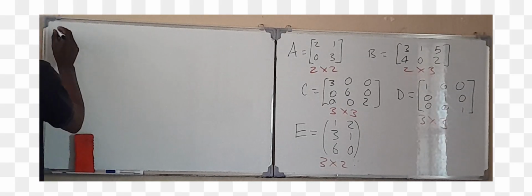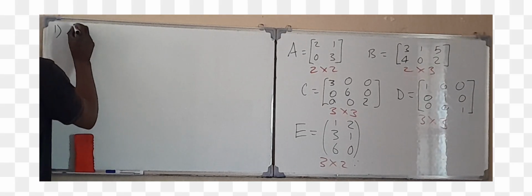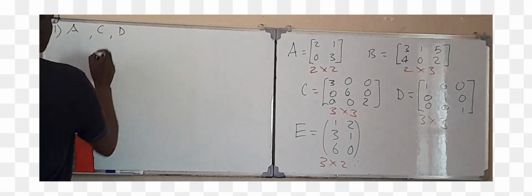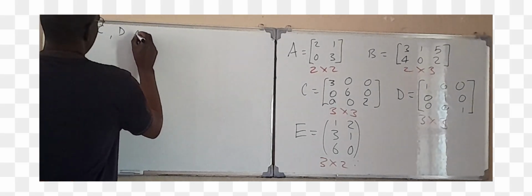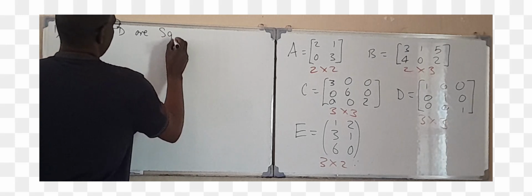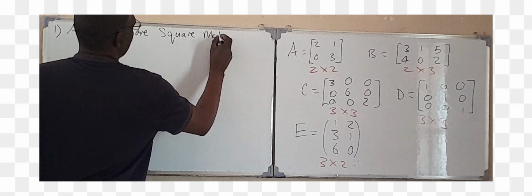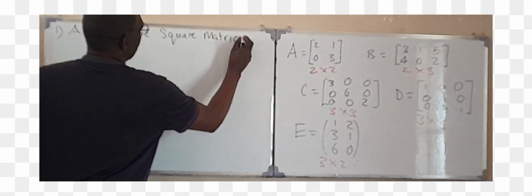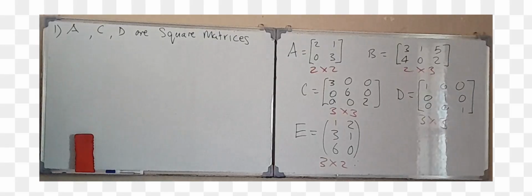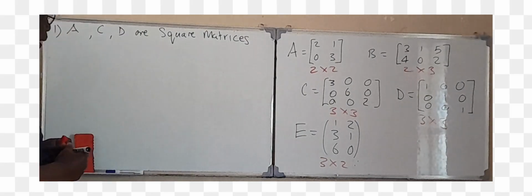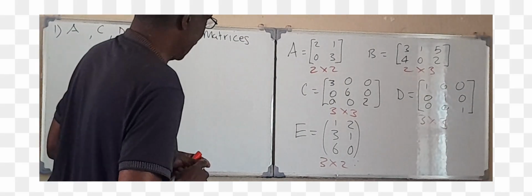So we can write number 1, A, C, D are square matrices. They are matrices when there are many. It's a matrix when it's one. Okay? Let's look a little further again.